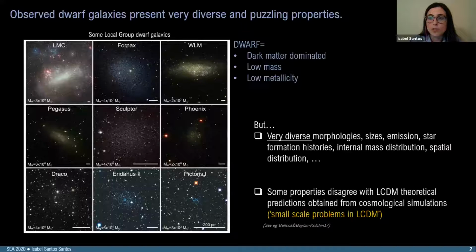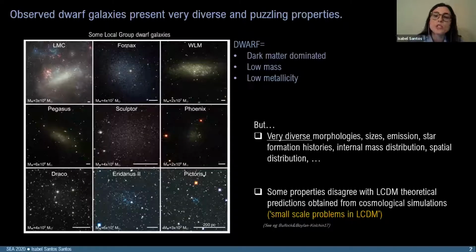So, for example, here I'm showing some dwarf galaxies from the local group, where we can see that they have very diverse properties. For example, diverse sizes, morphologies, star formation histories, internal mass distributions, etc. Some of these properties disagree with the basic predictions from lambda cold dark matter, which is our standard cosmological paradigm.